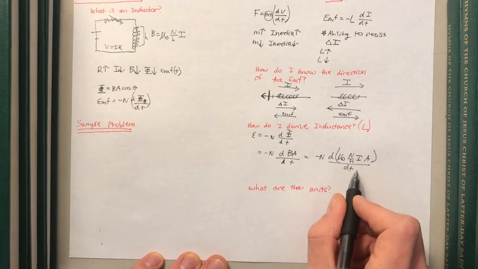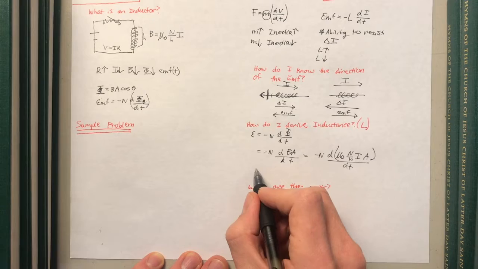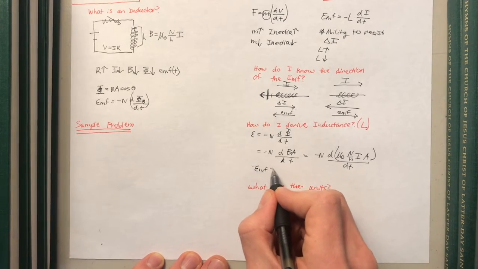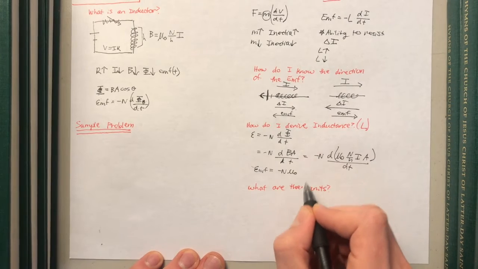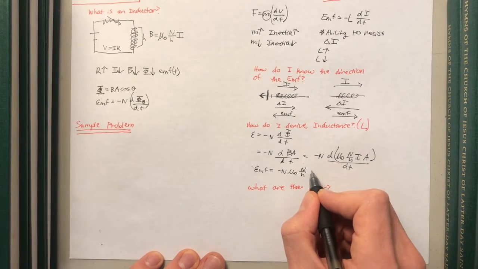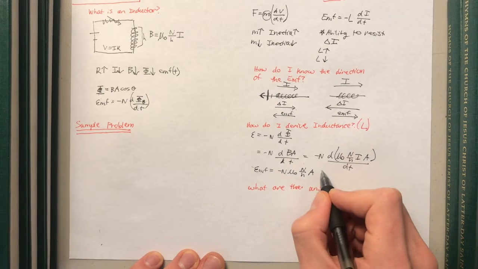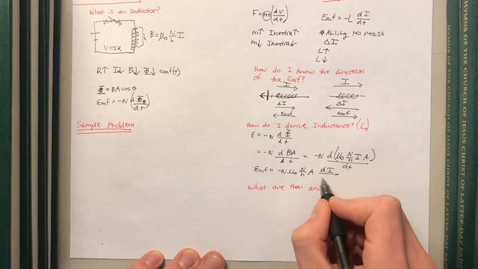Now this is getting kind of dense, so let's simplify it by taking out all of our constants. We have our EMF equal to negative N mu naught N over H times our cross-sectional area. And all that's left is our rate of change in current over time.